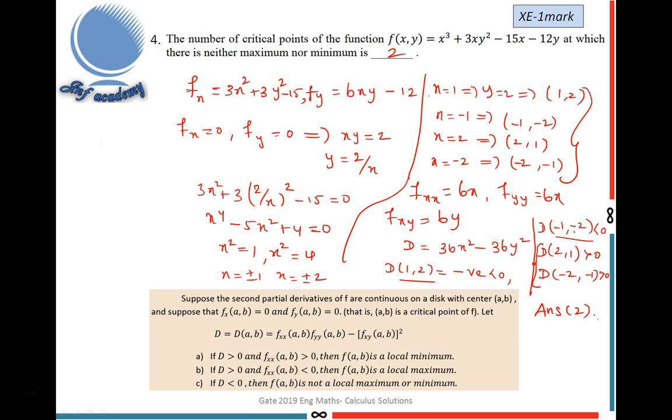This is a GATE 2019 engineering mathematics question related to calculus, particularly maxima and minima.